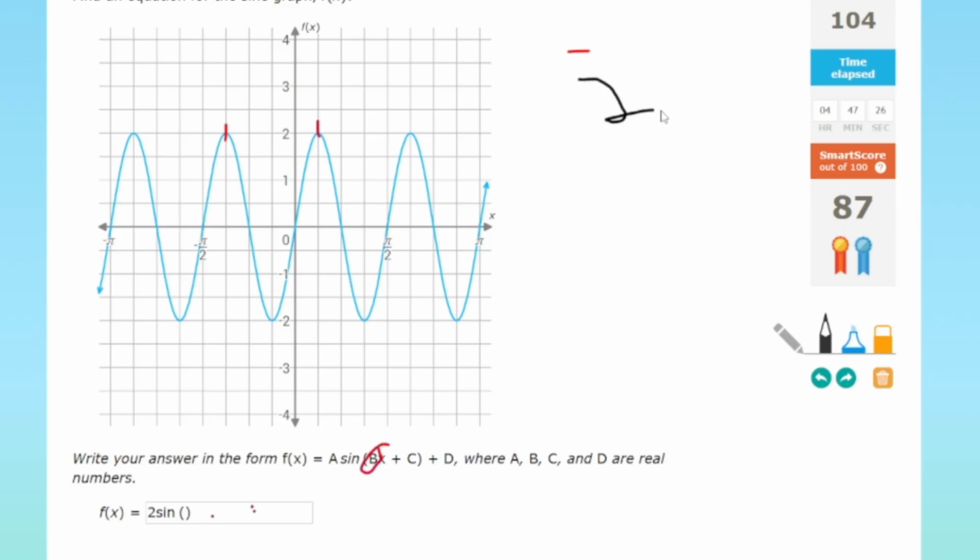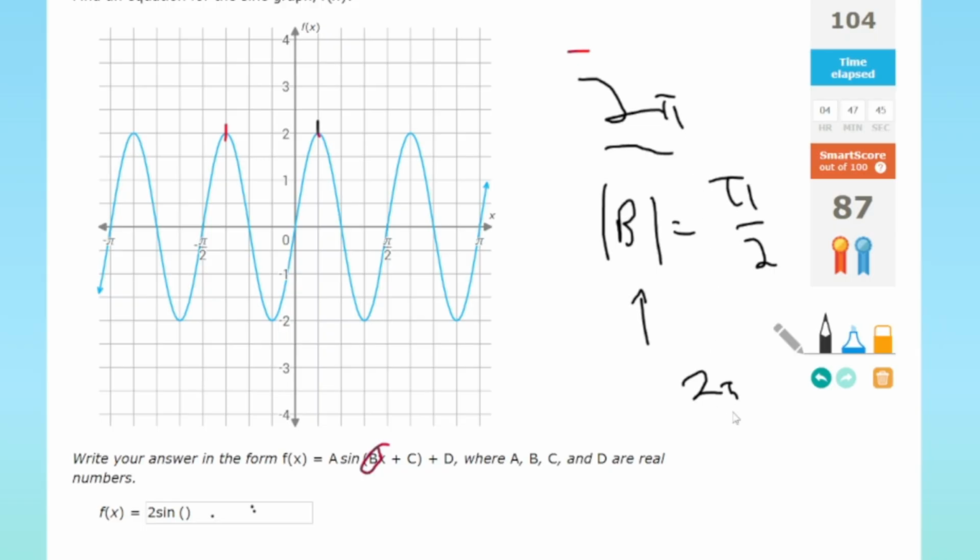Now, here's where people get confused. You always put the 2 in the front, and then whatever your B was, you plug it in. It always has to be positive. So here it's kind of how it looks like. We plug in our B, which equals pi half. And then 2 pi divided by pi over half is, you guessed it, 4.